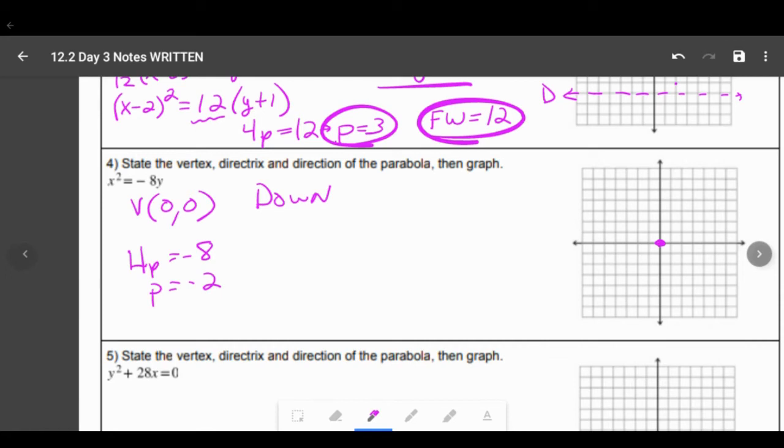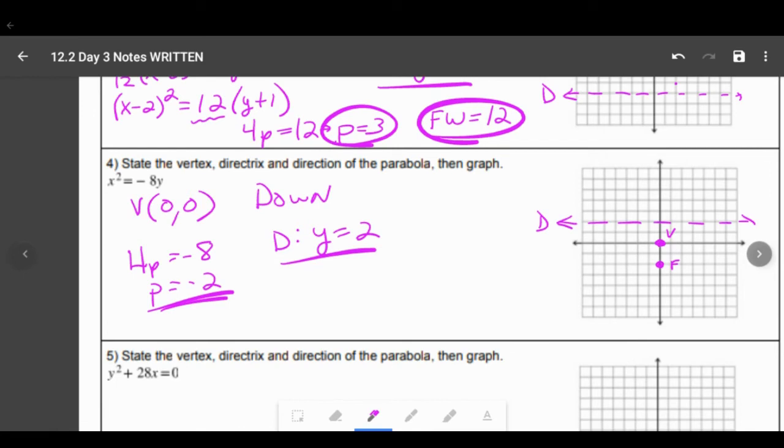So this is my vertex up here. If I go 2 steps down, this would be my focus right there. If I go 2 steps the other way, because it's all based on what the p is, I can see my directrix is going right there. So I can say that my directrix has an equation of y equals 2, right? Just kind of setting things up there, okay?